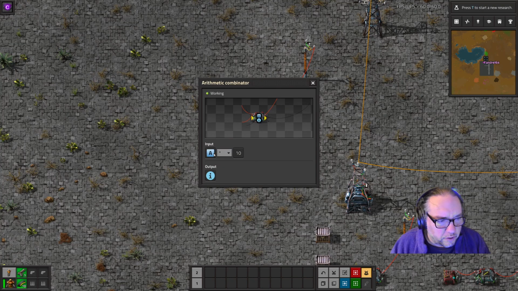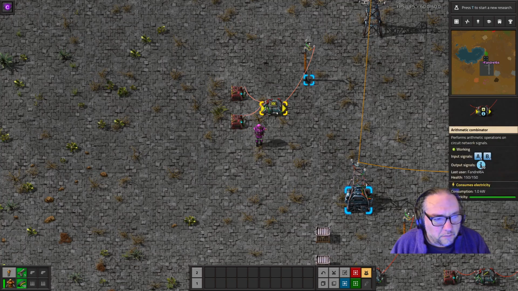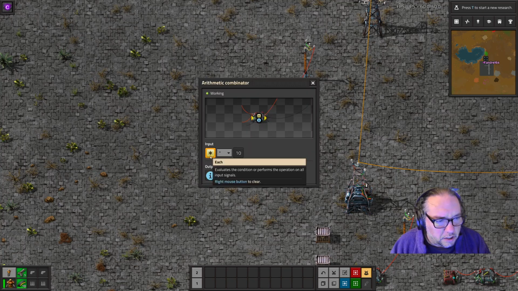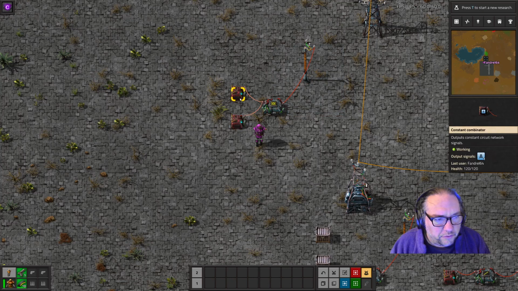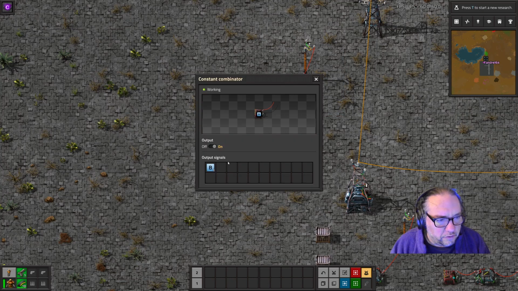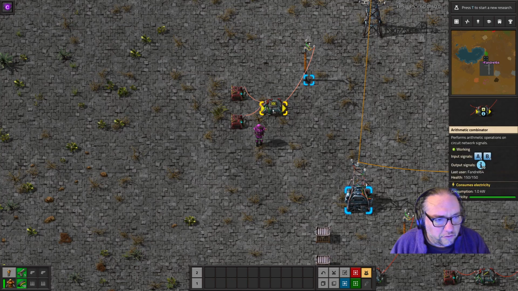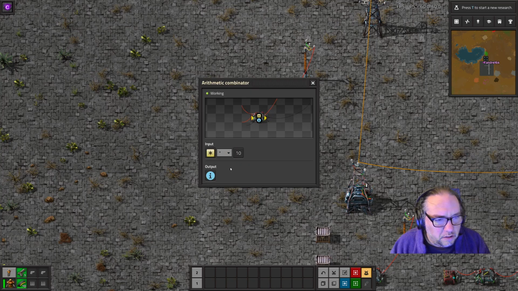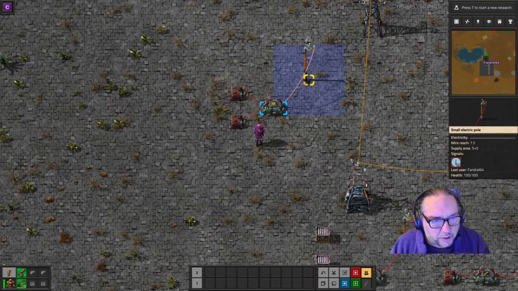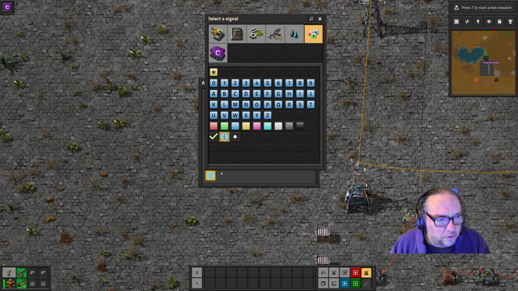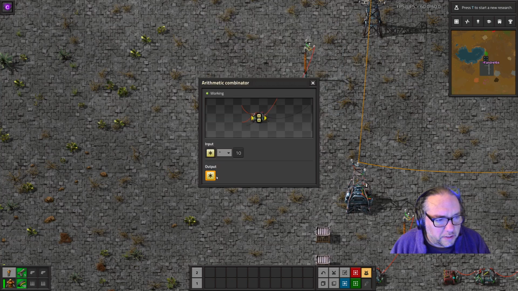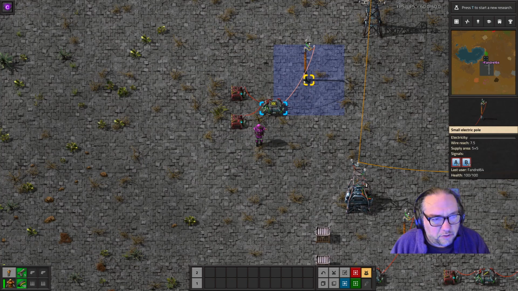Or for instance, we could go each, and we could take all of the inputs. It would take each input times 10 and output it. So for instance, this one is set at 1 and this one is set at 1. So that's 1 and 1 is 2, times 10 gives us an output of 20. We could make that each as well, and then it would give us 10 and 10.